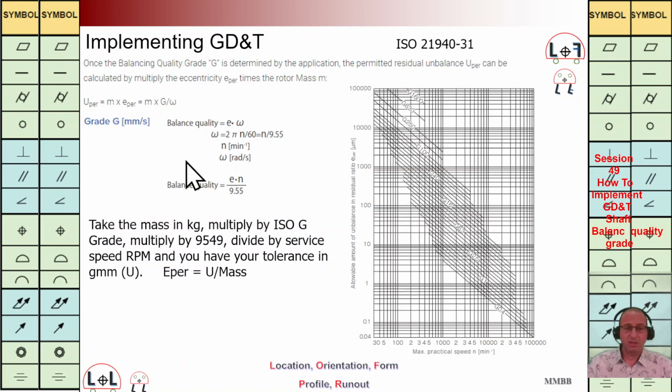Here I would like to say please take care about units. If omega is radian per second, here in this axis we need to have revolution per minute. Easily we can convert it to n and then come to this graph and see what is the grade of that shaft. It is G6.3, it is G2.5, and then we can find E, and if we multiply E by omega, we can find this balance quality.